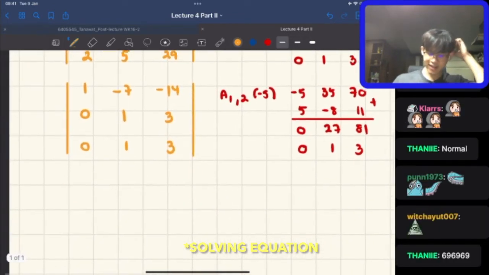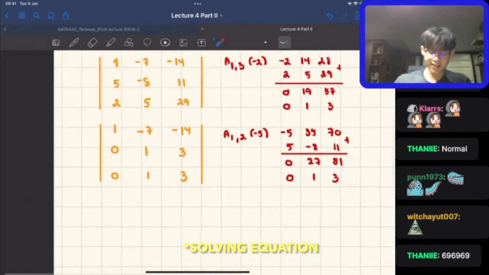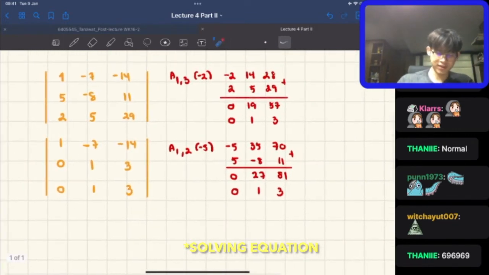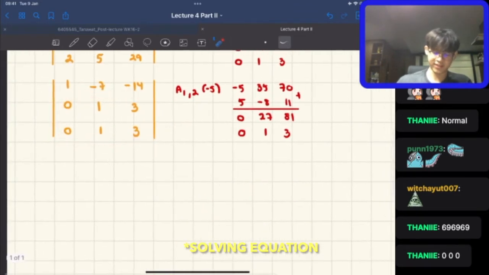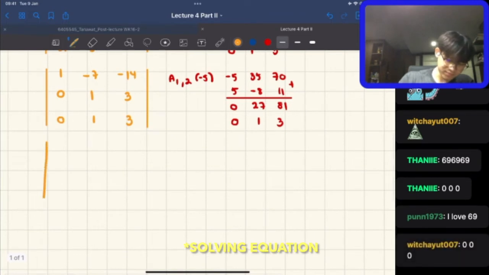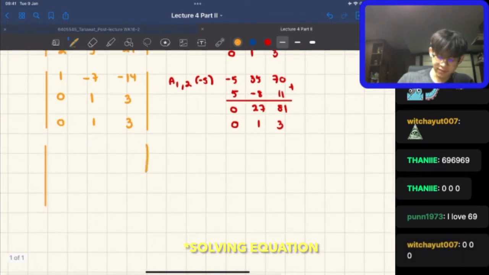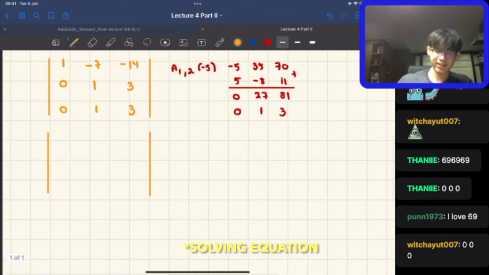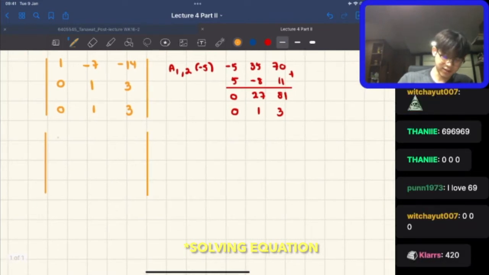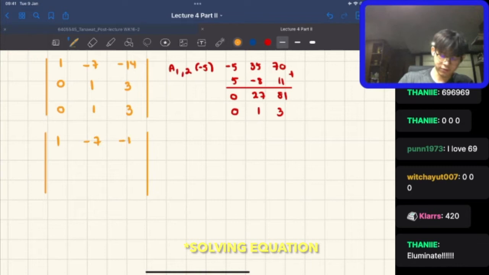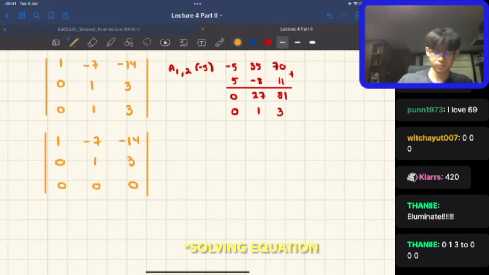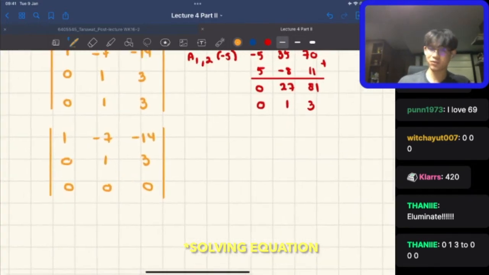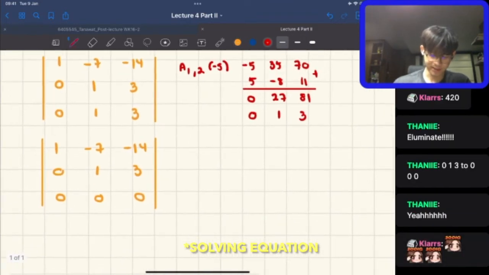Now you can see that after we add the first row to the second and the third row, the answer is the same. Interesting. So we cut it into one row. Now we got 1, -7, -14, and 0, 1, and 3. And we can put the last row into all 0. And now we have 2 rows left. See. Now let's do it.